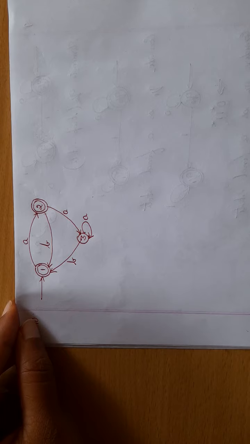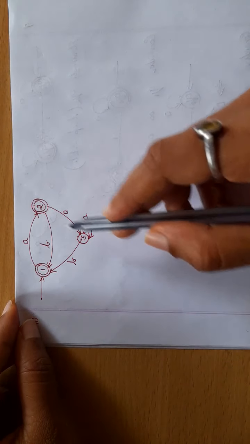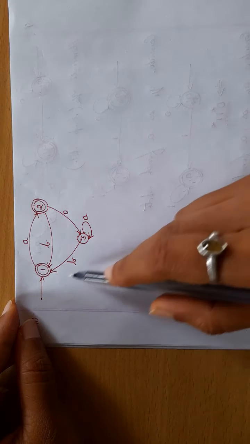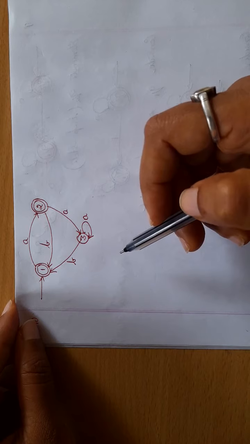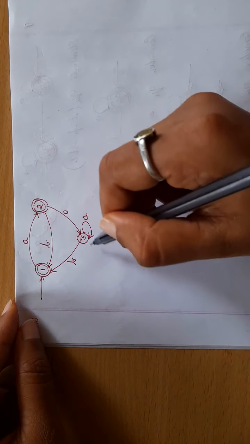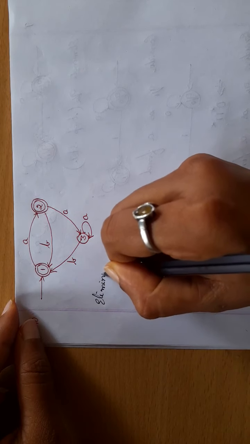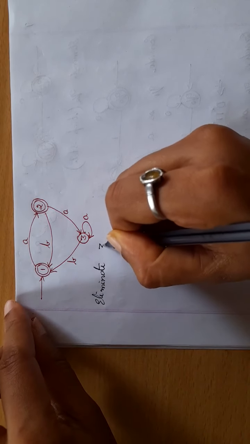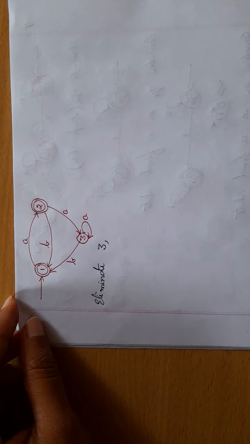The next problem. Once again here I have two final states. What about this state 3? It goes to a final state, so this is not a trap state. I will eliminate one node at a time. First I will eliminate the intermediate node 3.